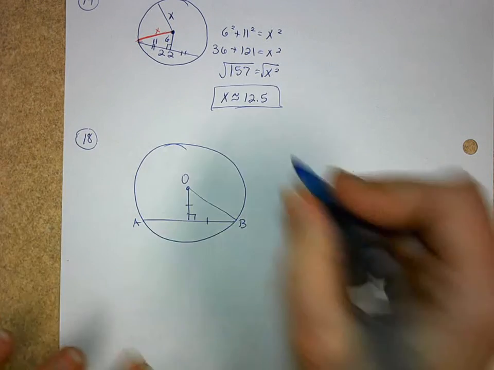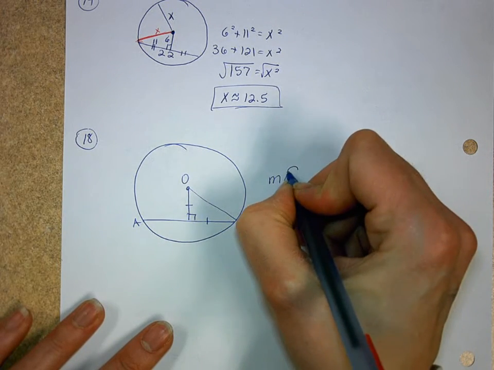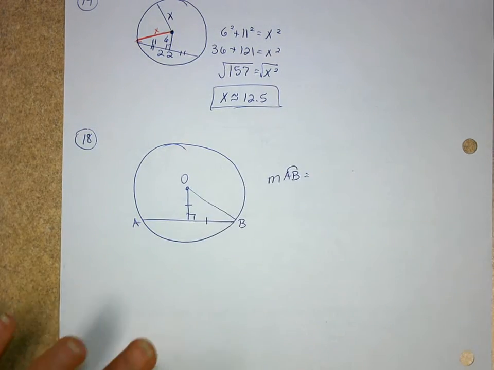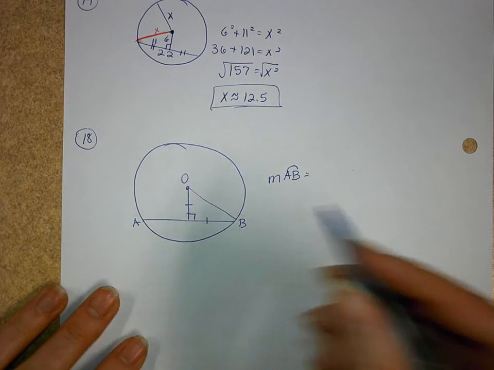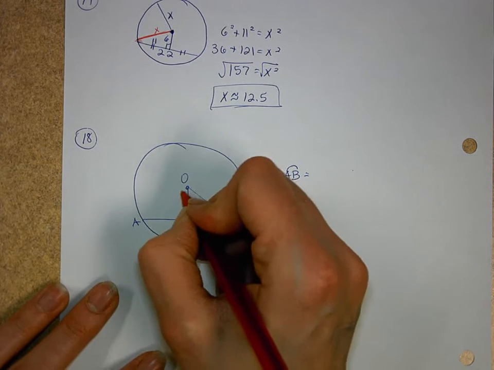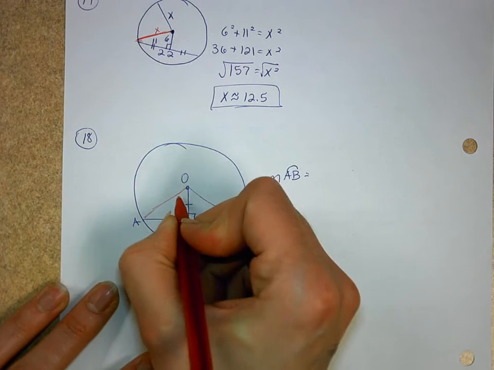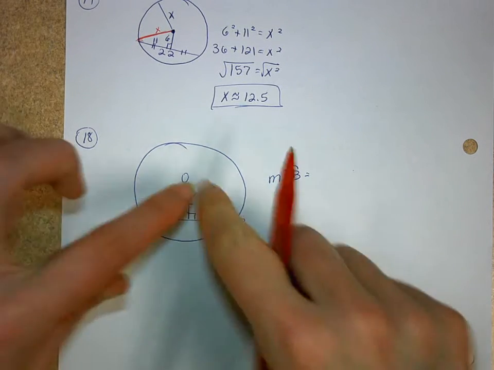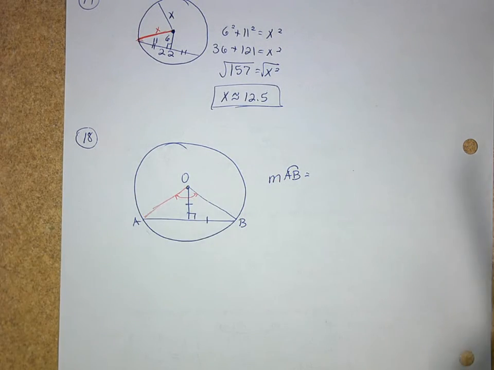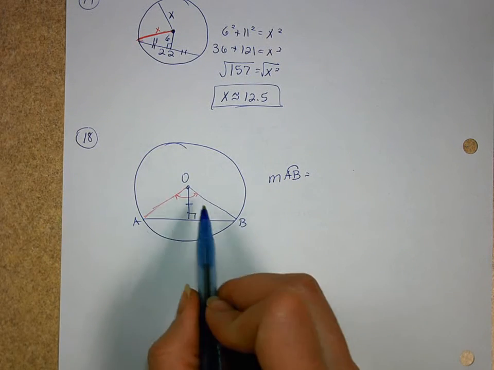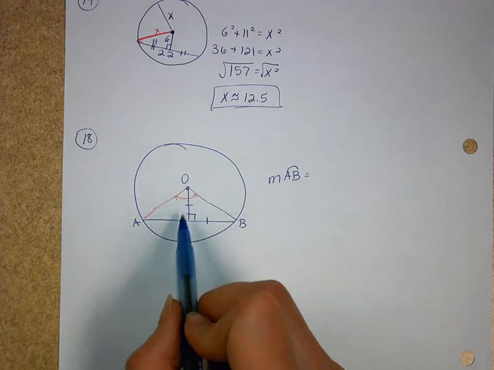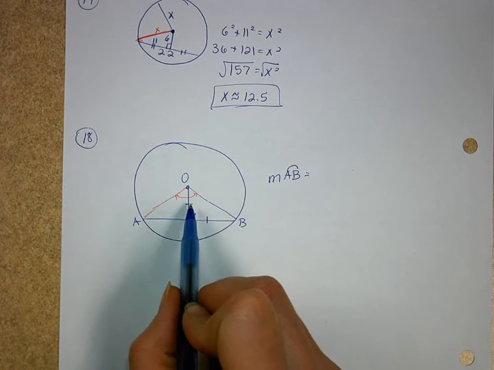We want to know the measure of arc AB, okay? And with arc AB, it'd be really nice if I knew the central angle. So the first thing I'm going to do is draw in my other radii so I can form my angle. Because if I know the angle, I know the degree measure of the arc. But looking at this, I'm like, I'm still stuck. I don't know what to do. Well, yes you do. What type of right triangle has two congruent legs?